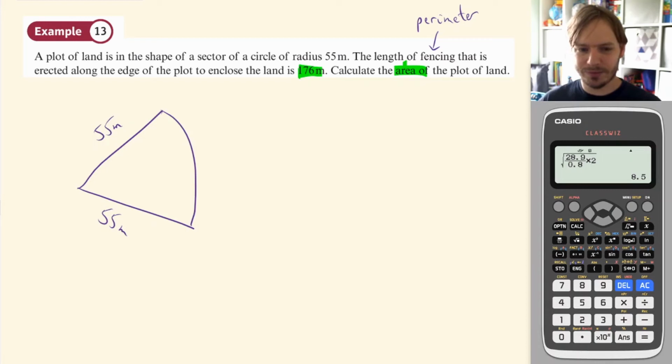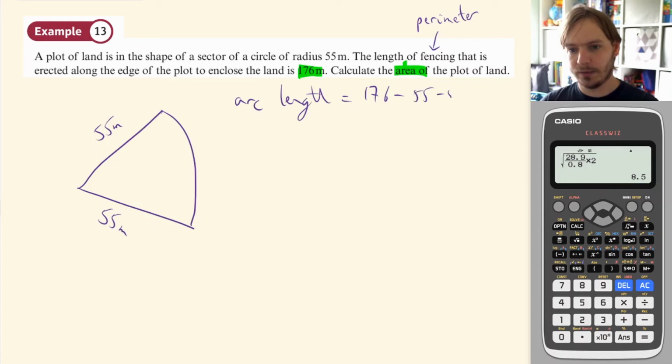So I don't seem to be given very much information. I've only got lengths here, but actually we can do all of this. The first thing to do is just to look at this and go, well, if I know the two radii and the whole perimeter, I can find the arc length pretty easily. It's going to be 176, take away the 2 radius, so take away 110. So we're on a 66 meter arc length.